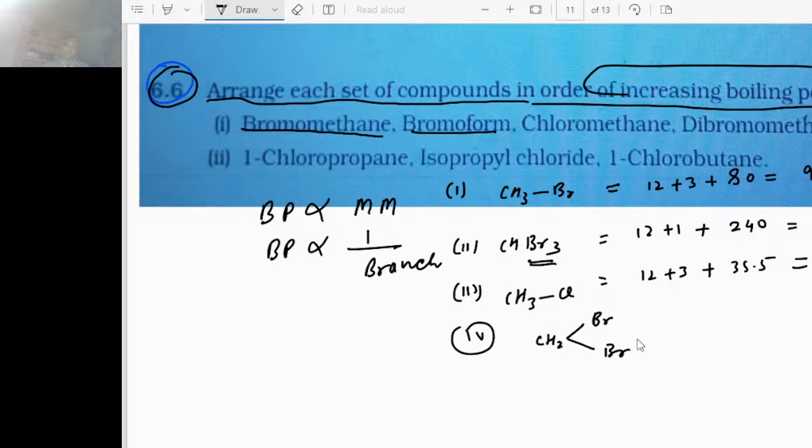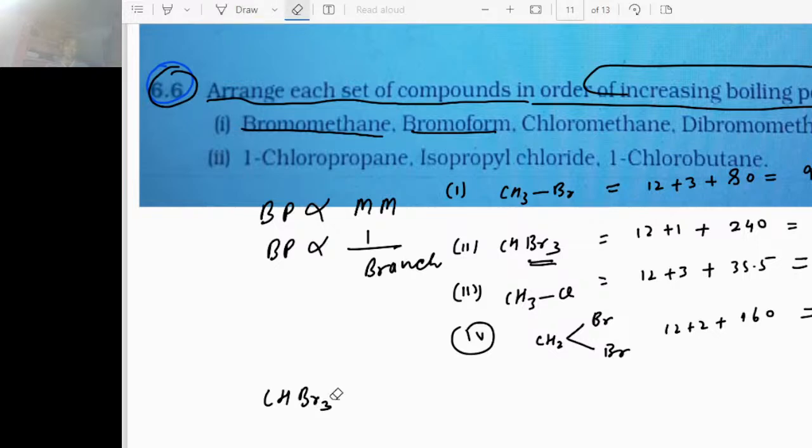Now the next one, student: 12 plus 2 plus bromine. How much is that? That is 160, right, student? 2 bromines is 160. So 160 plus 14, it is going to be 174. Now, dear student, in what order will you write it? The highest will be chloroform, CHBr3.